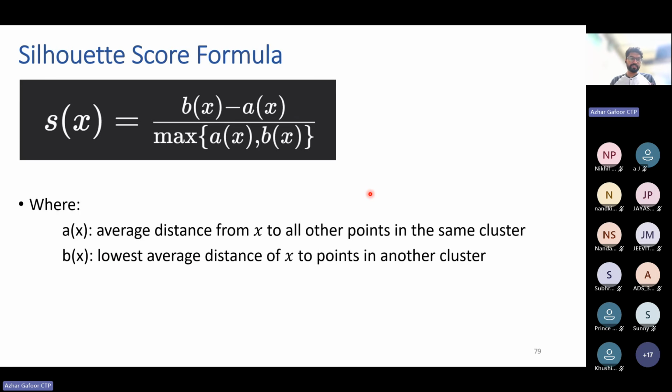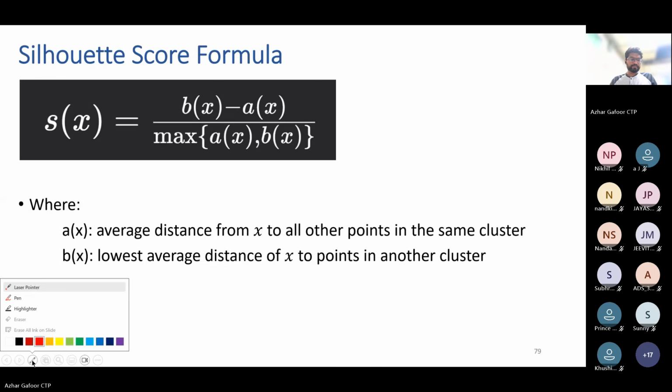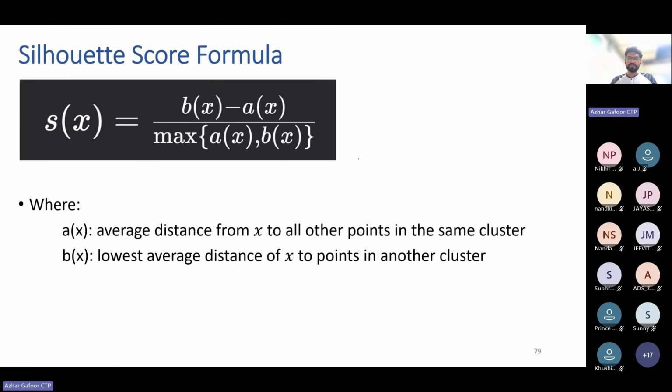So let's say we have 3 clusters. So we have cluster 1 here. So this is one cluster. Then we have another cluster.